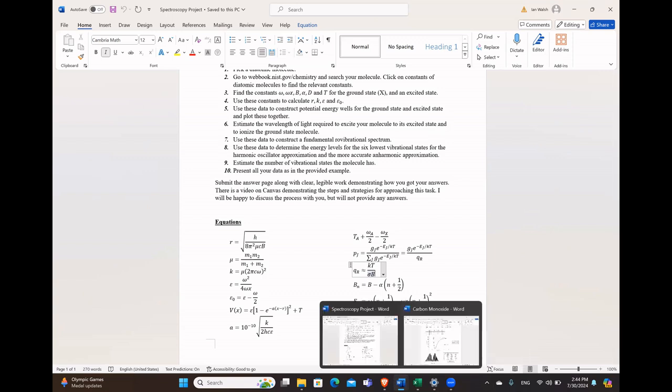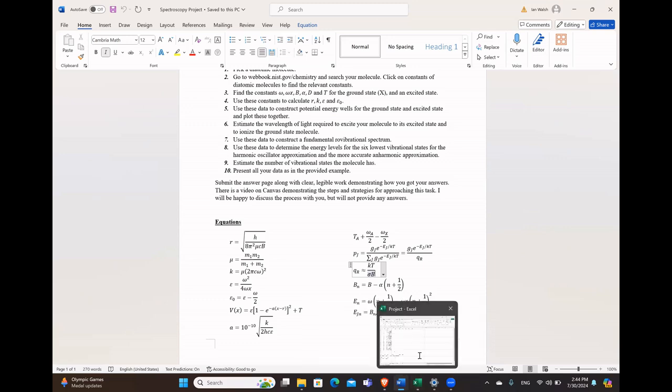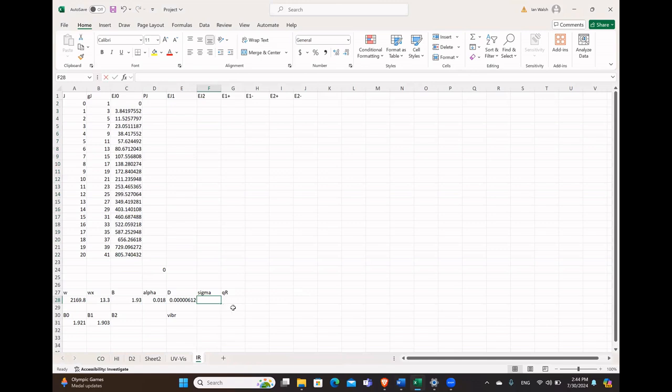If you choose a homonuclear diatomic molecule, the sigma is going to be 2. And this represents, if you rotate it 180 degrees, is it the same as it was before? For homonuclear molecules, it is the same, so you put a 2 there. And for heteronuclear, it's not the same, so it's a 1. So we'll come in here, we'll put a 1, and then we can calculate our QR here.